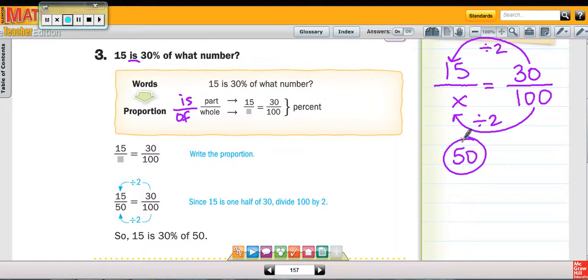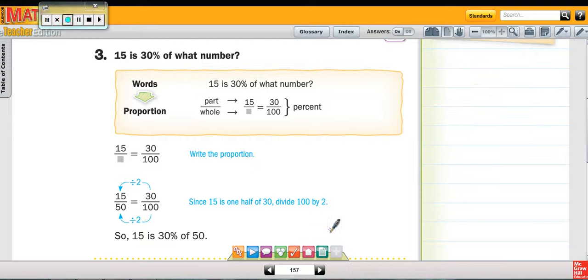Well, let's think about it. 15 out of 50. Is that pretty close to 30 out of 100? Yeah, because if you just multiply them both by 2, you get the same value, don't we? So we must be correct. That's logical and reasonable, so we can move on. Look at example 4.